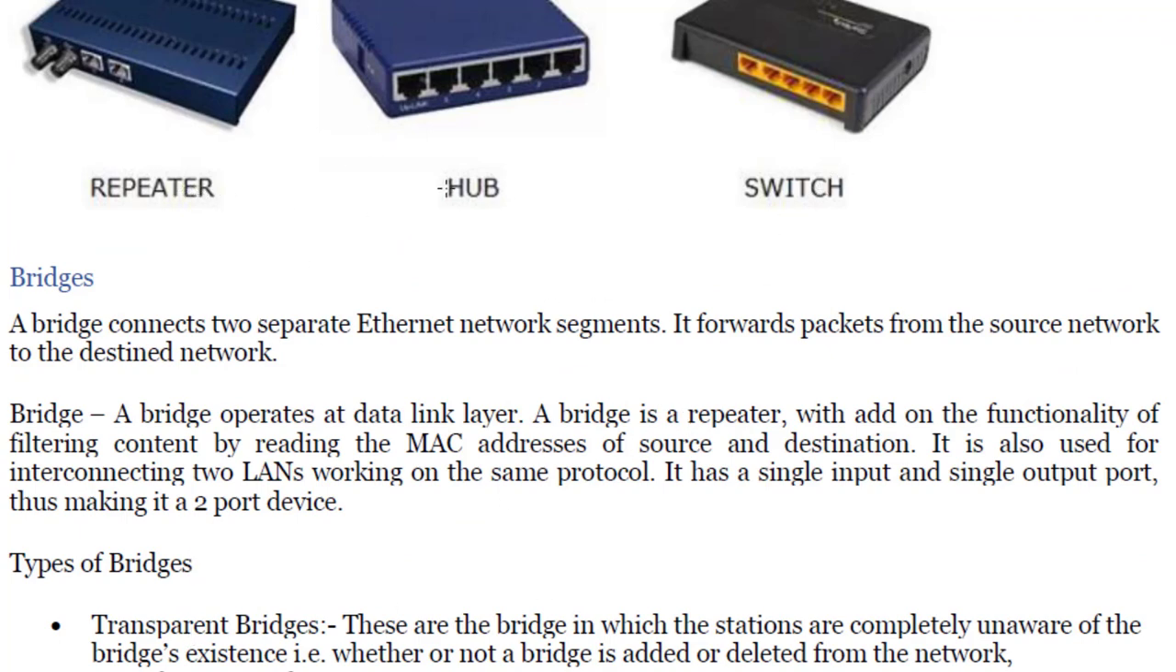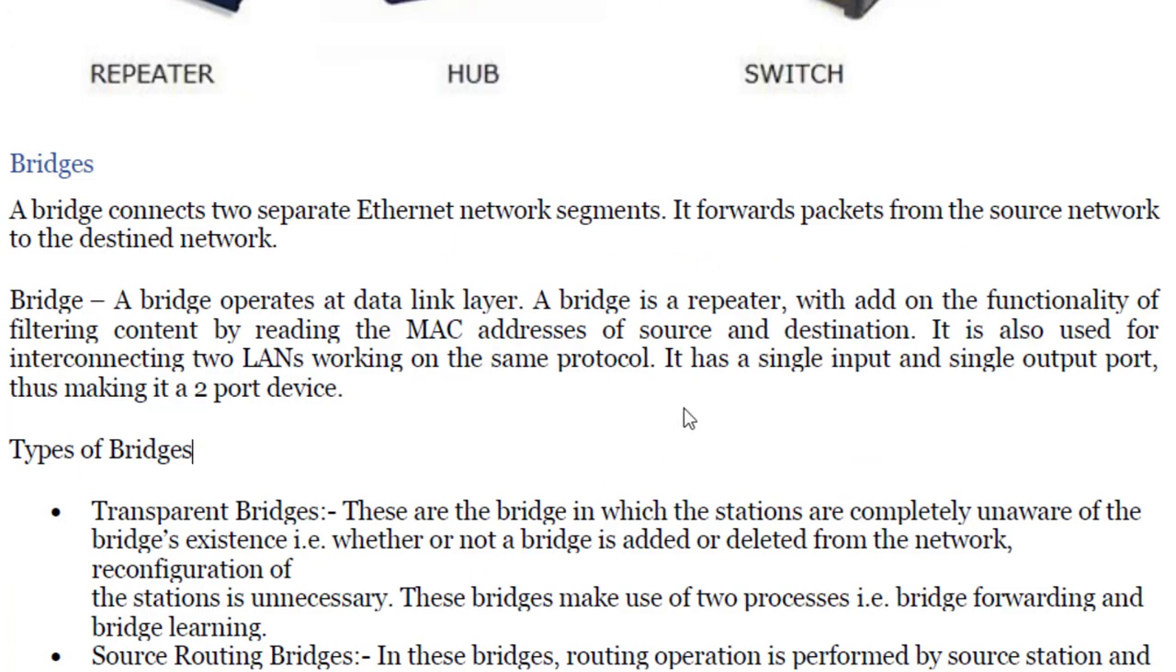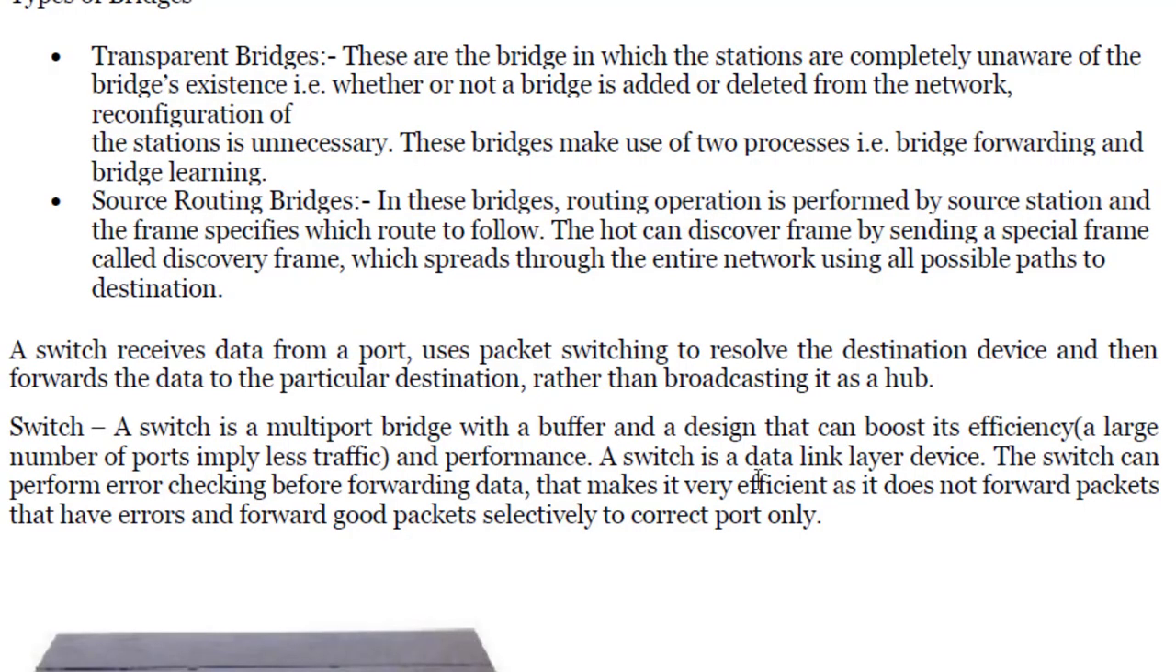Why? Because the hub is a multi-port repeater, while the switch is also a multi-port bridge. So again, to reiterate, a switch is a multi-port bridge, and the main difference is its functionality. To make it even clearer, if you compare a switch with a hub, a switch is an intelligent device compared to a hub, just as a bridge is an intelligent device compared to a repeater.